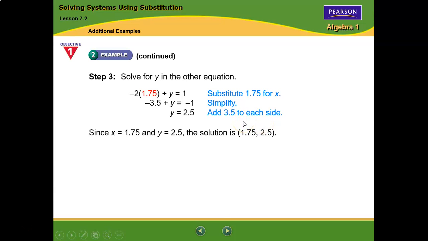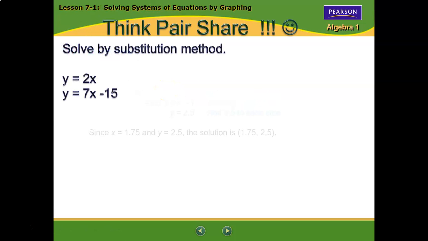But we have to check. Now, we just used this first equation, negative 2x plus y equals 1, to find y, so we now have to check it in the other equation. So you kind of bounce back and forth between the equations. Okay? Alrighty. Let's try one on our own now.